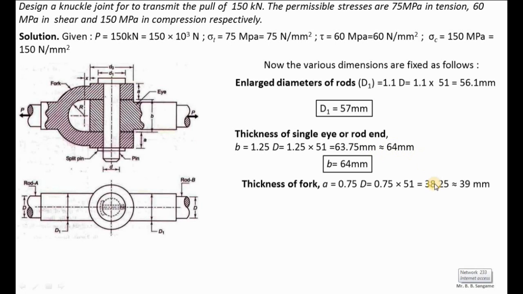Next is the thickness of fork. Here you can see that the thickness of fork is represented by A, and the thickness of fork is 0.75 times the diameter of rod. I have calculated the thickness of fork A, which is 38.25. Again I have rounded it to the next digit of 39 mm. So the thickness of fork is 39 mm. These are the values which I have calculated by using empirical relation. These parameters, like enlarged diameter of rods, thickness of eye and thickness of fork, totally depend on the diameter of rod, that is capital D.